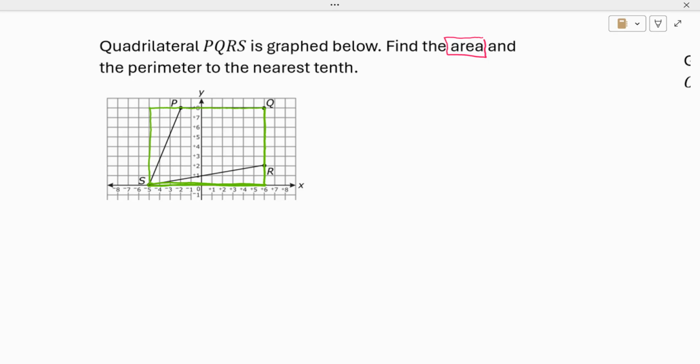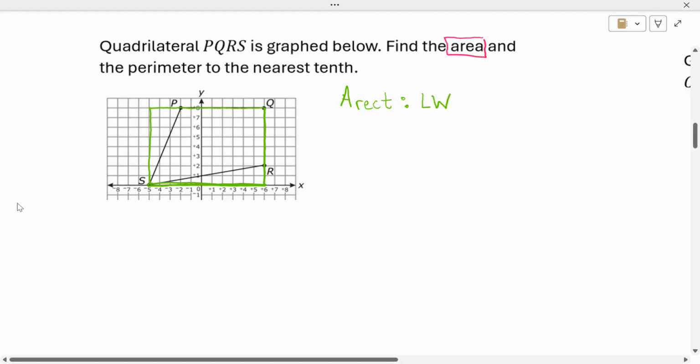What did we just create? A rectangle. We just created a rectangle. Do we know how to find the area of a rectangle? Okay. So let's find the area of a rectangle first. So I know that that's going to be the length times the width. So I'm just going to count. What is my length? 1, 2, 3, 4, 5, 6, 7, 8, 9, 10, 11.